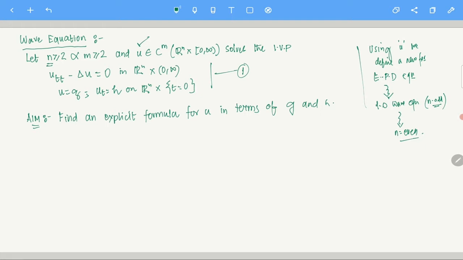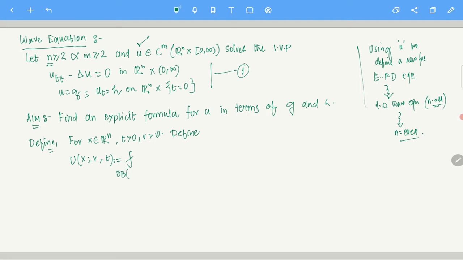So what is the idea? The idea is to study the average. So we will define something like this. Let me define, for a fixed x in R^n, you fix an x in R^n, t positive, r positive, capital U of x, r, comma t. This is defined as the average.